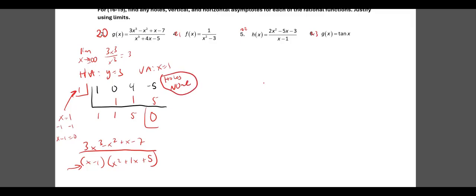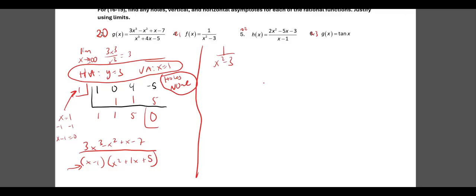There are no holes, okay? All right. This next one right here, 1 over x squared minus 3. Very odd one, but it's bottom heavy, so your horizontal asymptote is y equals 0. And you can show that with the end behavior model, the limit as x goes to plus or minus infinity of f of x equals 0.